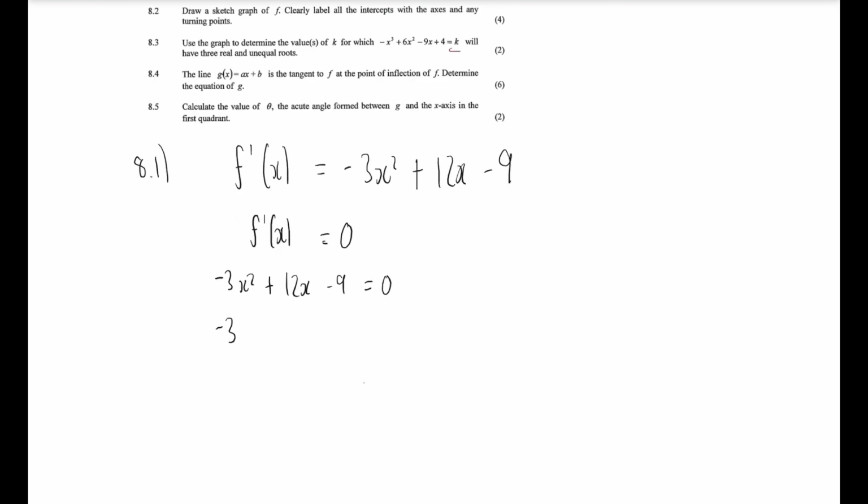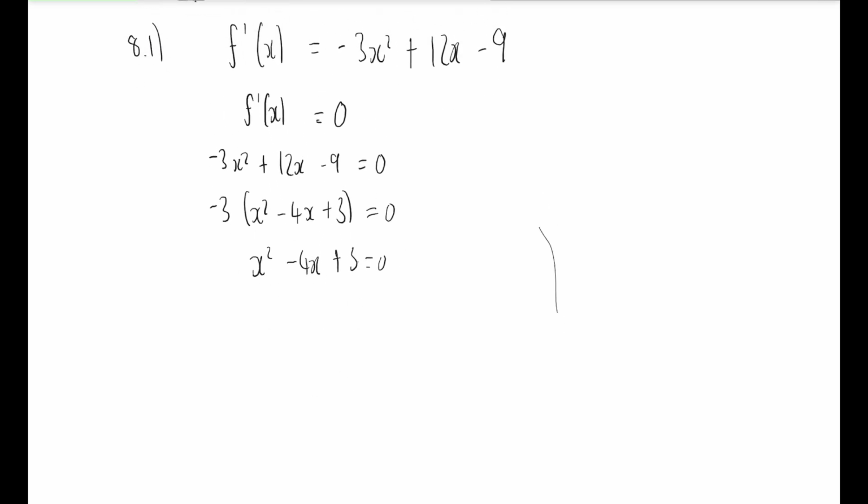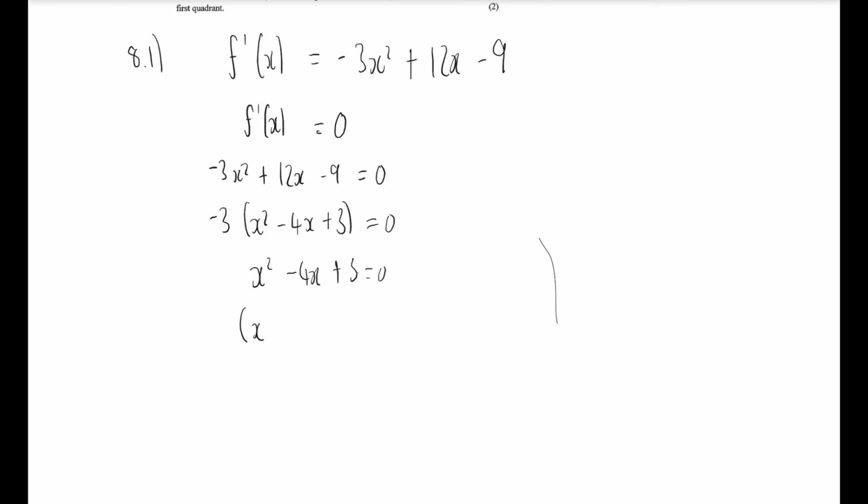If we factorize this, we get this, right? Because the 3 with the negative over here is left with -4, and over there is left with +3. Then you divide by -3 on both sides of the equation such that you are left with x squared - 4x + 3 = 0. Factorizing this gives (x - 1)(x - 3) = 0. Thus x = 1 or x = 3.